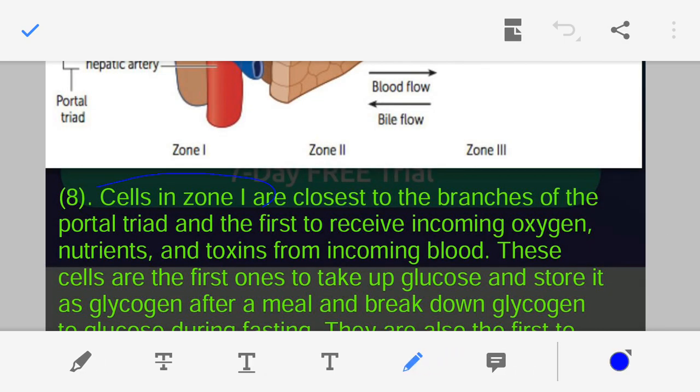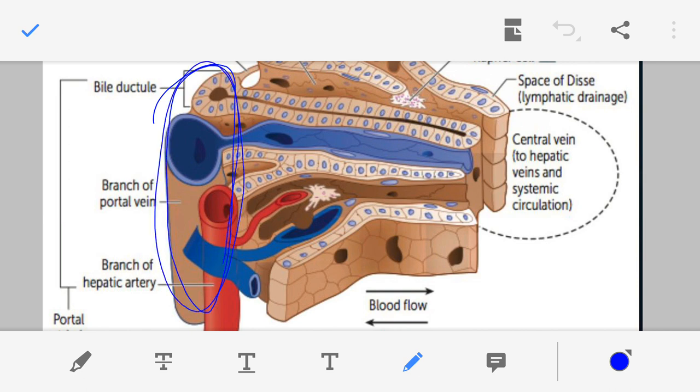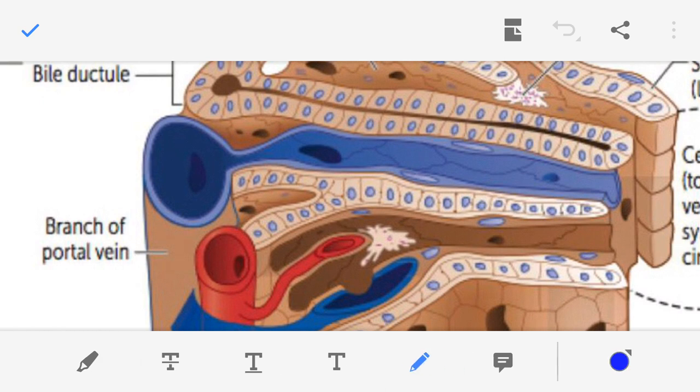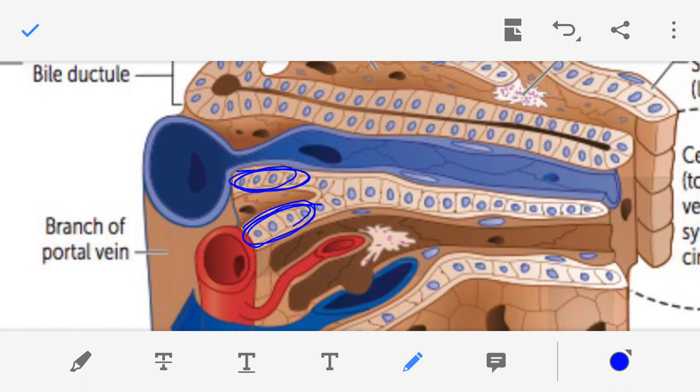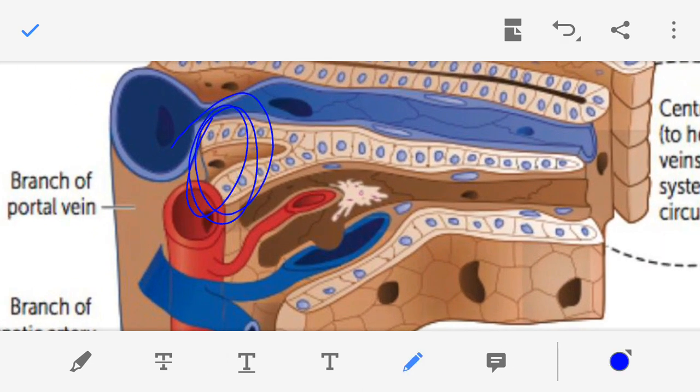Now we are discussing cells in zone 1, and these cells are closest to the branches of the portal triad. Which cells are we discussing? This one, this is the entire portal triad. And you see these hepatocytes are very close; that means these cells are in fact in contact with the hepatic portal artery and the hepatic portal vein. So we know these are the zone 1 cells.